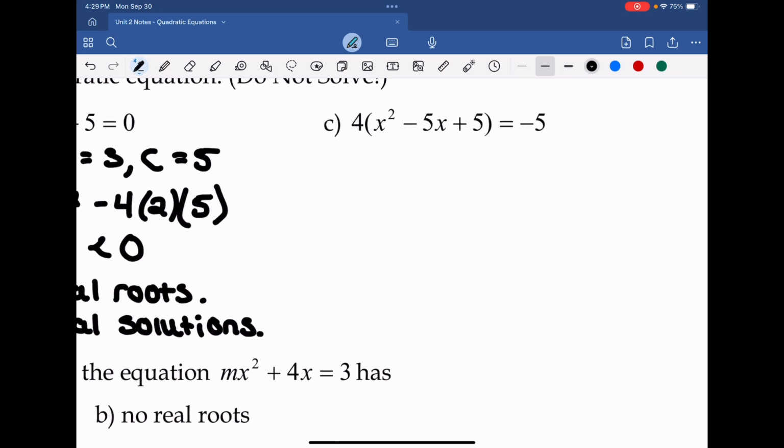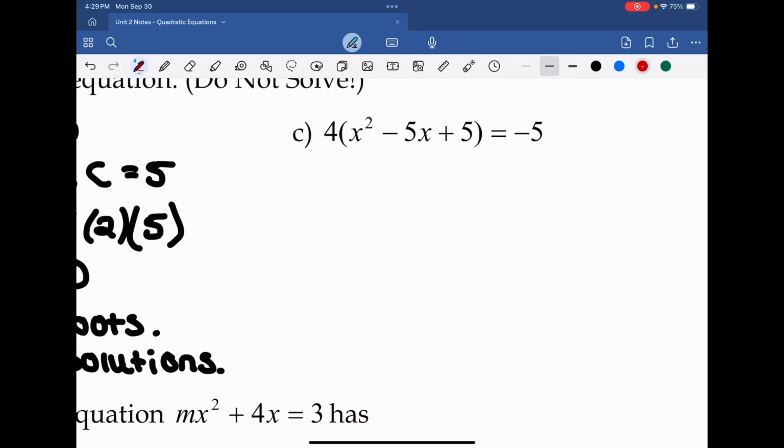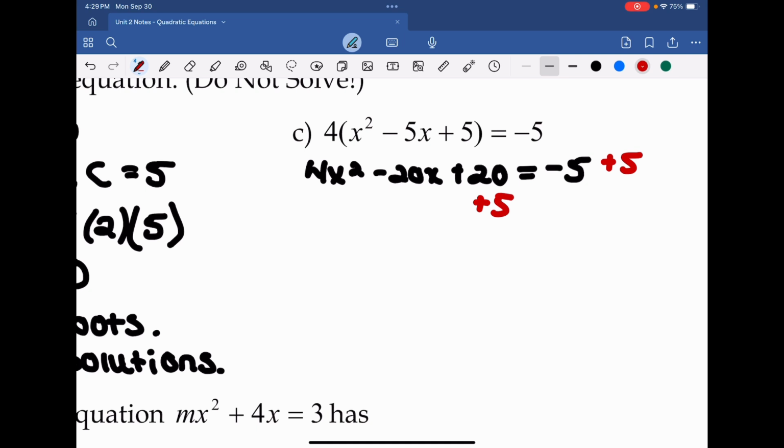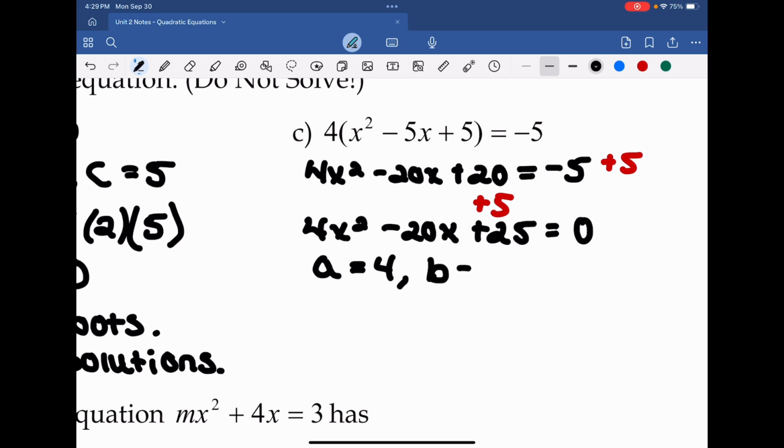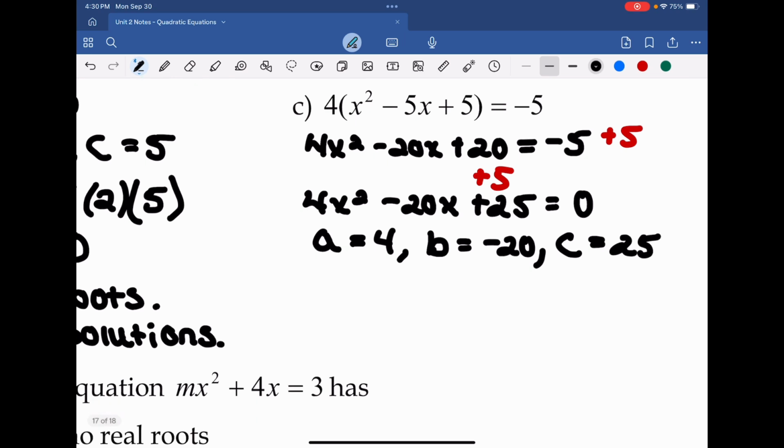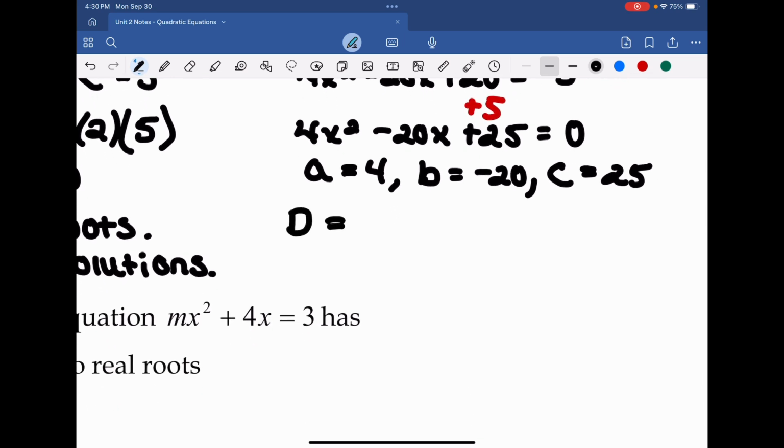Now, when we go over to example C, this one's just going to require a bit of expansion, moving some terms. I'm going to multiply the 4 in, giving us 4x squared minus 20x plus 20 is equal to negative 5. I'm going to add the 5 to both sides, so plus 5 and plus 5. This is going to give me 4x squared minus 20x plus 25 is equal to 0. Now, our A is equal to 4, B is equal to negative 20, C is equal to 25.